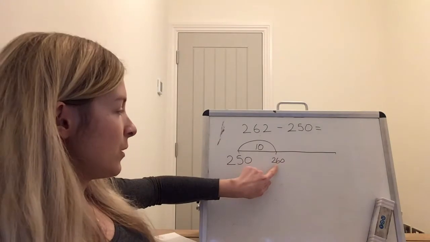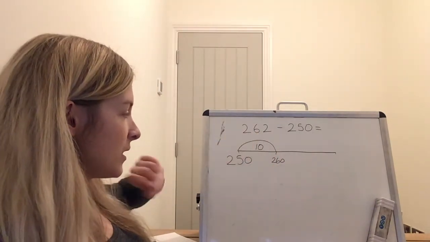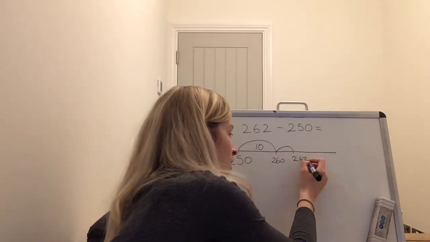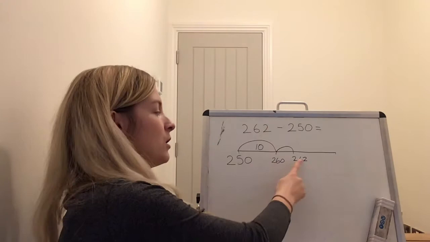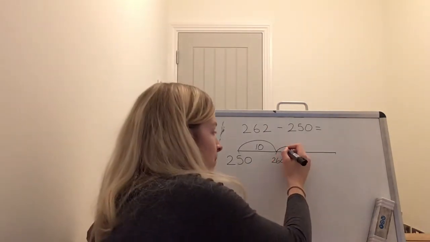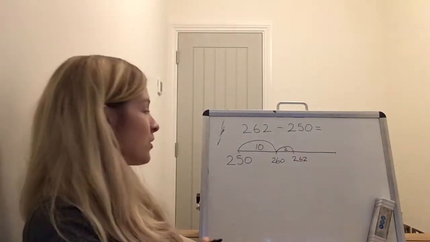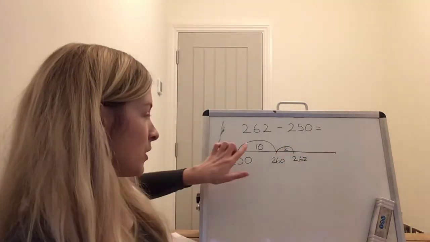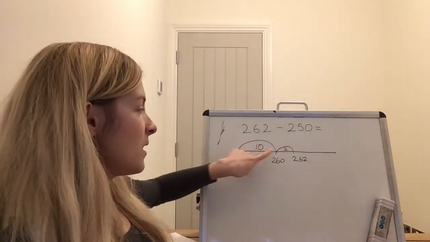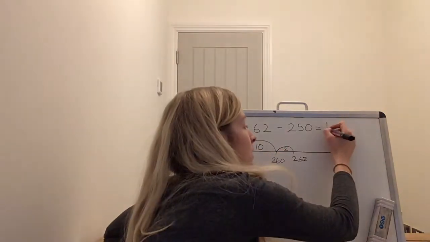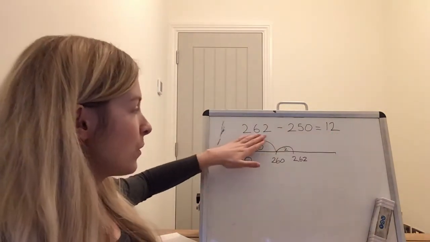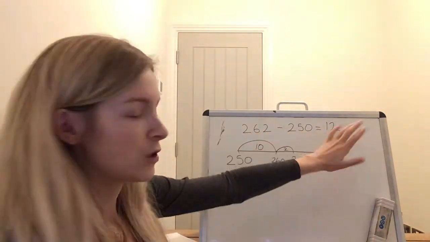Now, we're still at 260, but we need to get to 262. So, a small jump here to take us to 262. What is the difference between 260 and 262? It's 2. Well done if you got that. So now the last thing left to do is just to add together the differences. 10 add 2 is 12. The difference between these two numbers is 12, or 262 take away 250 is 12.